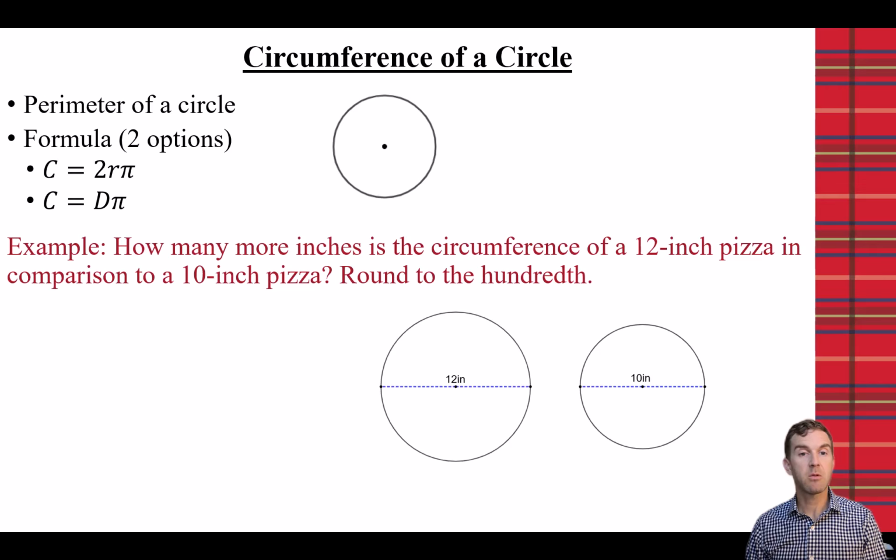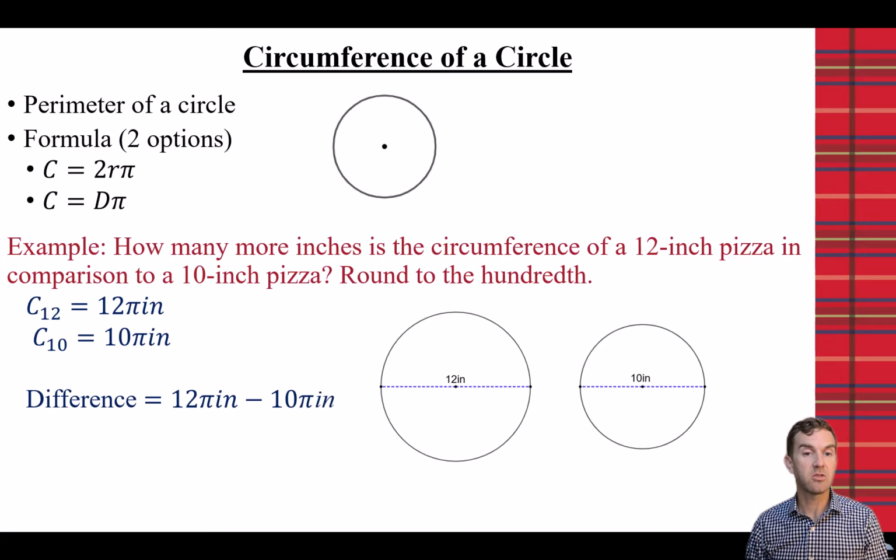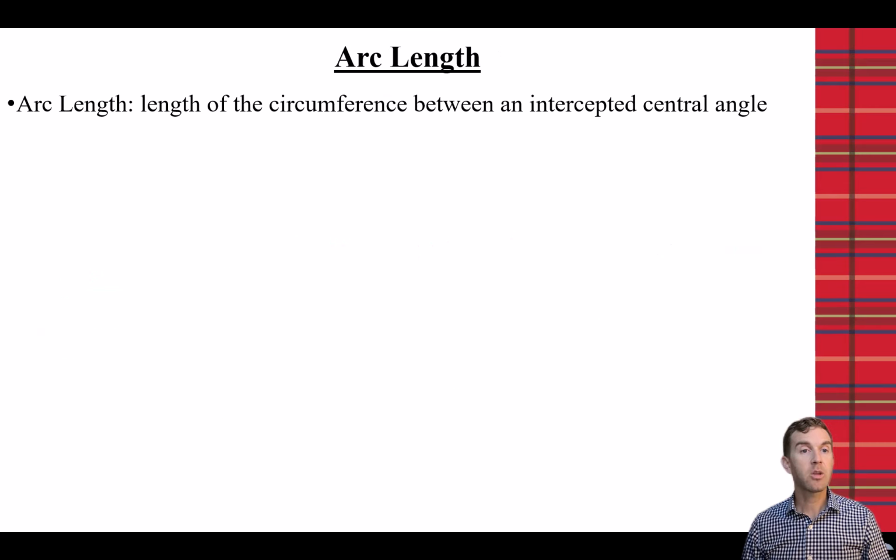So here's an example. Say we want to know how many more inches is the circumference of a 12-inch pizza in comparison to a 10-inch pizza, and we're going to round that to the hundredth. So here, we're given the diameters. They're 12-inch and 10-inch pizzas. So we're going to use the circumference with the diameter formula. So that would be 12 pi inches for the 12-inch pizza and 10 pi inches for the 10-inch pizza. Their difference would be the subtraction of those two values, which would be 2 pi inches, which is about 6.28 inches.